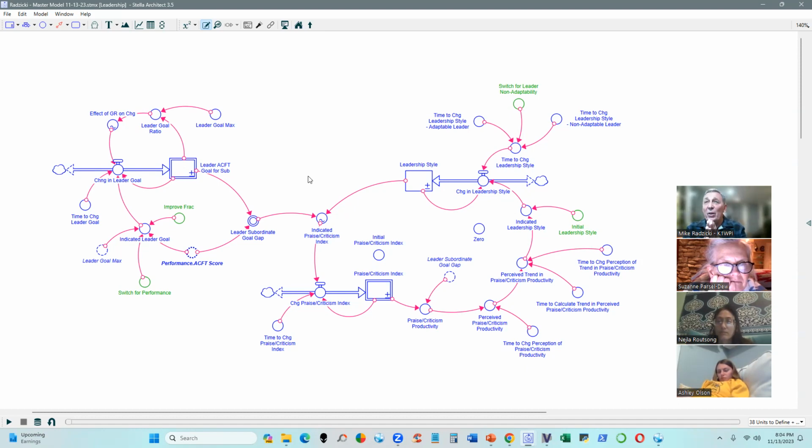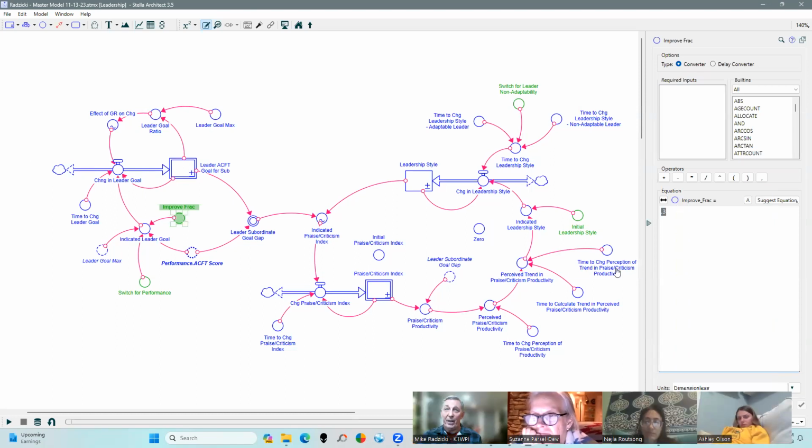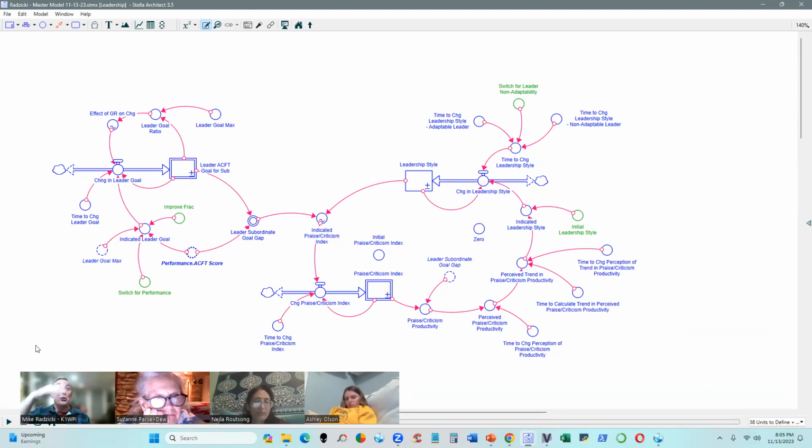And then in month 1, the leader says, you can do better. I think I said 30% better, but we can make it any amount better. And you can turn this on or off. As soon as the leader says you can do better, it knocks it out of equilibrium, because the leader's goal for the subordinate is not matching anymore. Your score is below what the leader thinks you can do. There's a gap, right?